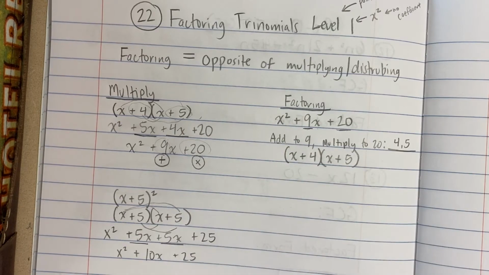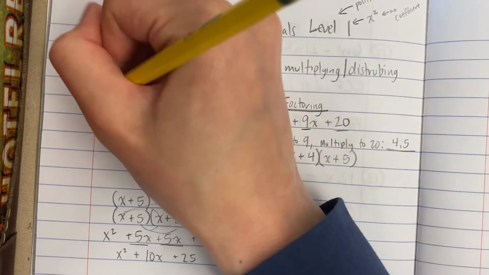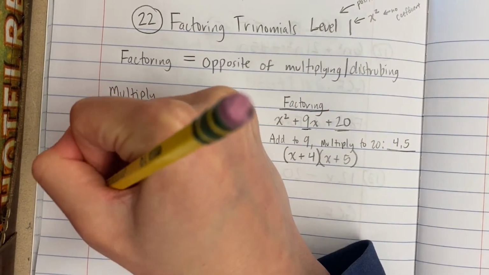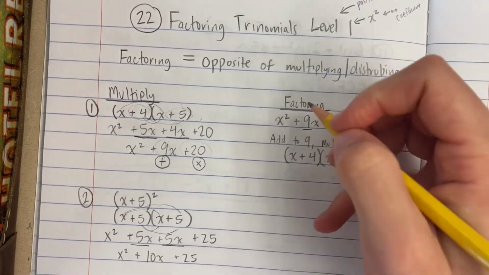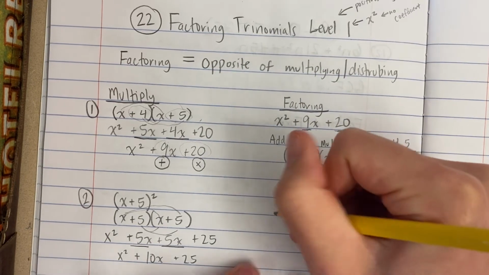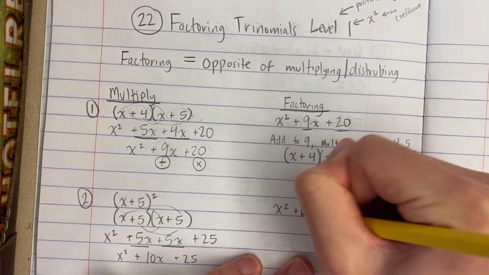And there you go. That's a multiplication problem, right? This was my first multiplication problem. Here's my second multiplication problem. Now when I get a factoring problem, here's my second factoring problem. It says, okay, factor this.